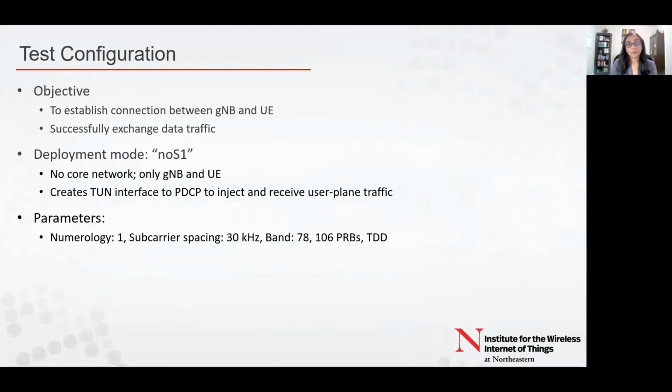So we have deployed OAI 5G RAN on all 3 of these testbeds, and we have been running various tests. Our primary objective is to establish a connection between G-Node B and UE and to exchange data traffic. We have been using the NOS1 mode of deployment, where OAI G-Node B and UE connect with each other without a core network. A TUN interface is created to the PDCP layer, and that interface is used to send and receive data traffic.